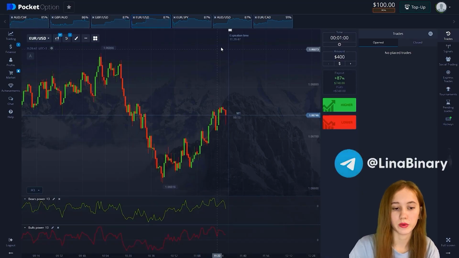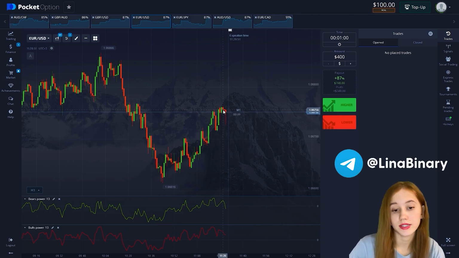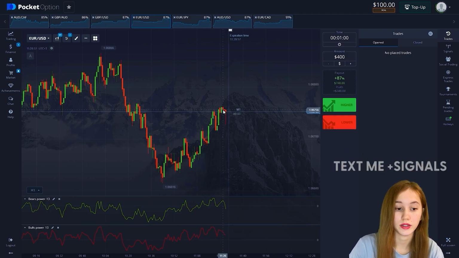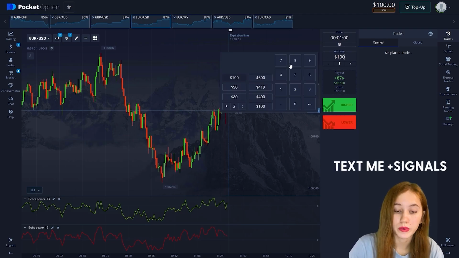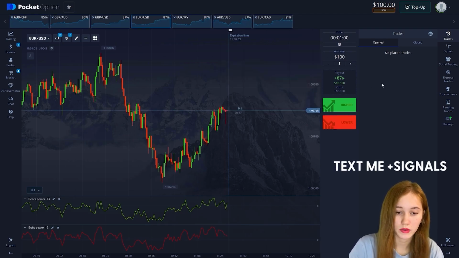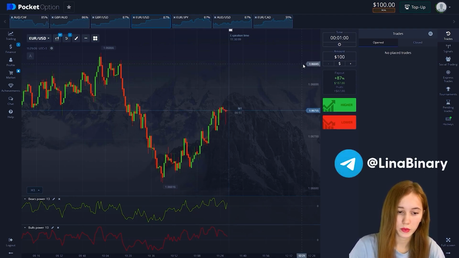Today we start our trading with the amount of 100 euros. And let's see what happens. So let's get started. The first thing we are doing is to set up our workspace. The amount of our deal will be 100 and the time of the deal is 1 minute.